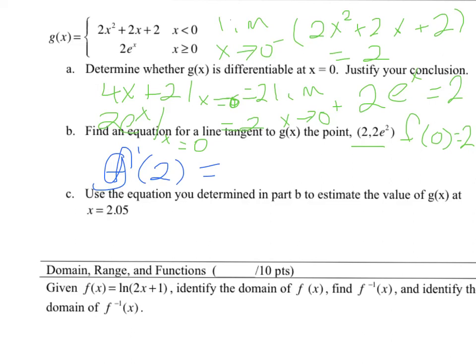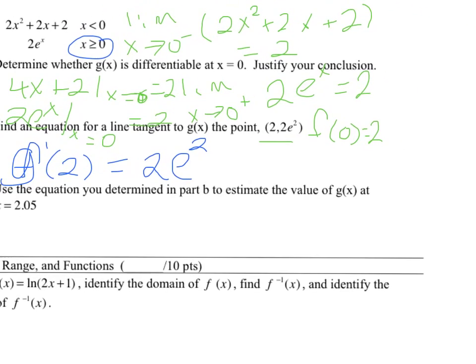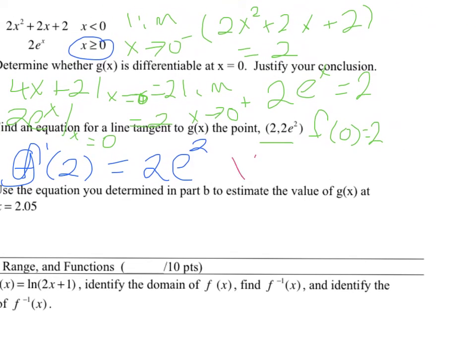In fact, we do need the 2e to the x, because we're talking about where x is bigger than 0. Okay, so 2e squared. That's weird. So that's the slope. This is going to be a really strange line that you guys are going to hate, and that's okay. All right. So I've got y minus 2e squared equals 2e squared times (x minus 2). That's all I need to do.